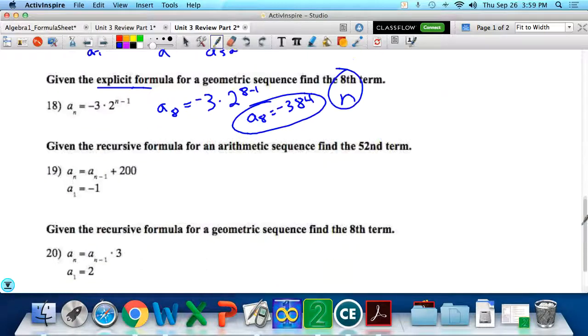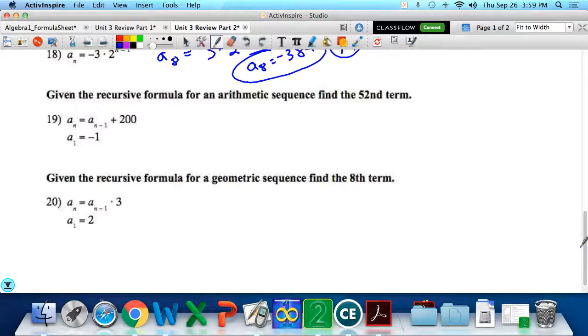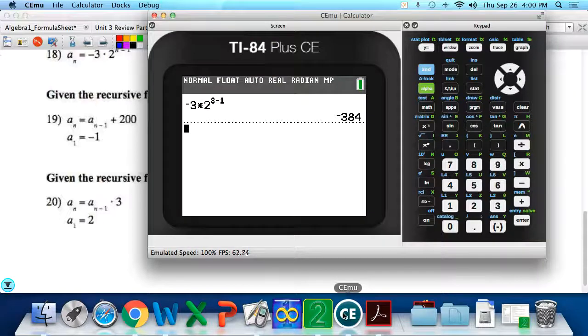Number 19 is where all the students that are going too fast hit a roadblock. Given the recursive formula for the arithmetic sequence, find the 52nd term. And here's the roadblock everyone hits. They go, oh, okay, so I want a sub 52 equals a sub 52 minus 1 plus 200. And then they go try to slap this in their calculator, and I get them coming up all the time to me, Mr. Sorrell, how do I go down here? How do I go down here? You don't. It's a trick problem.